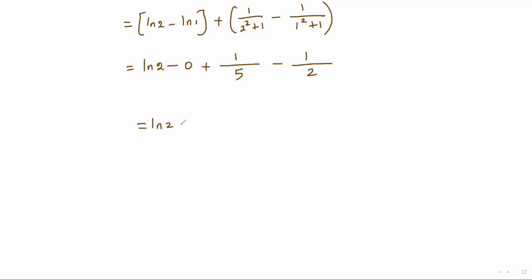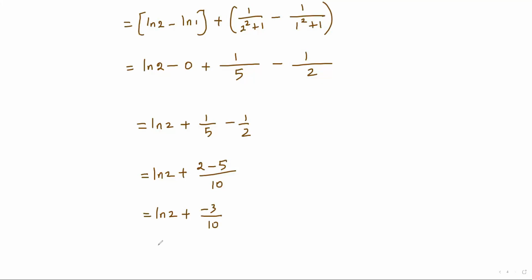So I get ln 2 plus 1 over 5 minus 1 over 2. To simplify these two fractions, I can do cross multiplication. That is, the first numerator 1 is multiplied by the second denominator, and the second numerator 1 is multiplied by the first denominator. Then I have to multiply the two denominators. So ln 2 plus, 1 times 2 is just 2, minus 1 times 5 is 5, and 5 times 2 is 10. So the simplification of this one is negative 3 over 10.